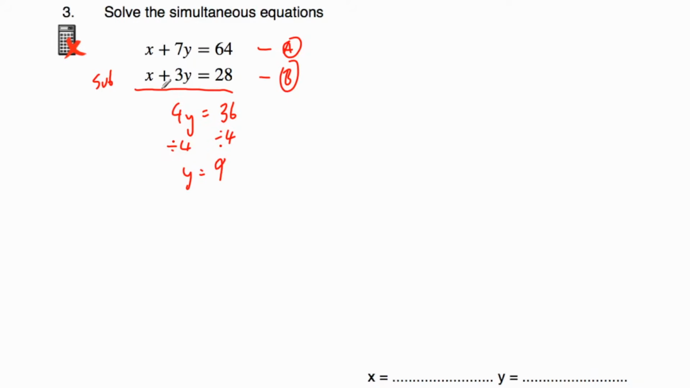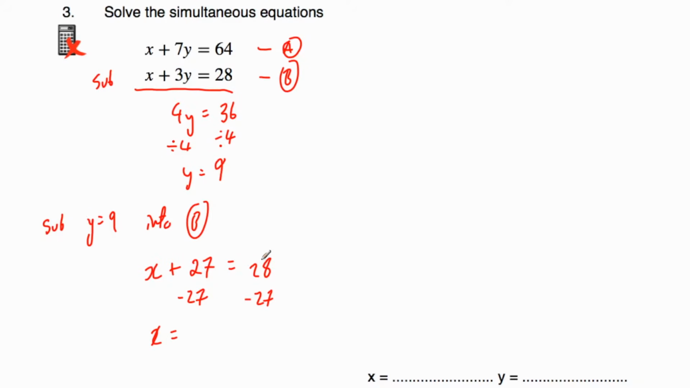So let's substitute that into equation B. So sub y equals 9 into B. And when we do that, we should hopefully be able to find out what x is. So if we substitute y is equal to 9 into this, we're going to get x plus, and then we've got 3 times y, so that's 3 times 9, which is 27, equals 28. So we want to find out what x is, so let's take away 27 and take away 27. And when we do that, on our left hand side, we'll just be left with x. And on our right hand side, we've got 28 take away 27, so that's 1. So we've got our answers. We've got that x equals 1 and y equals 9.